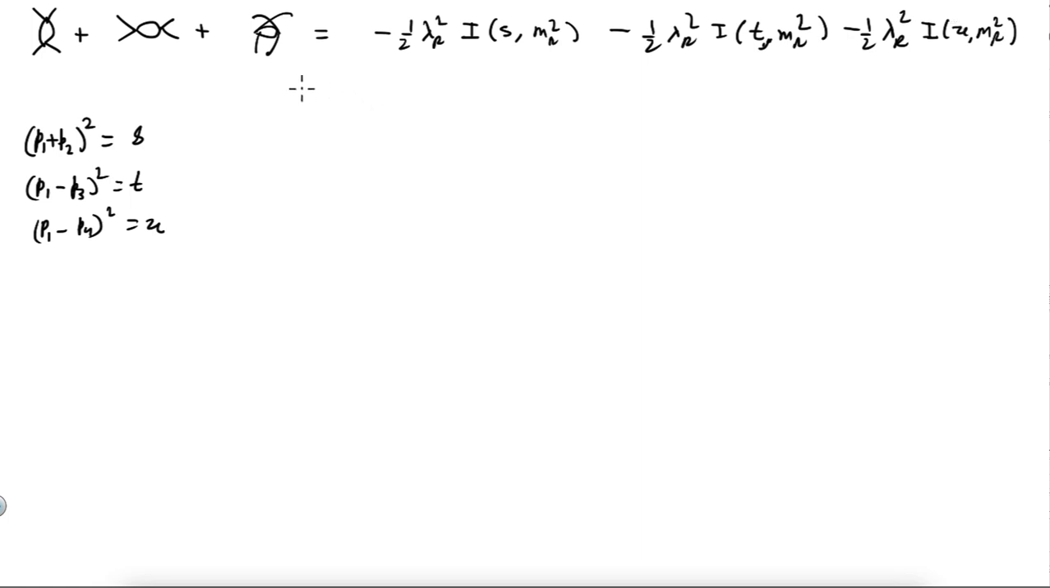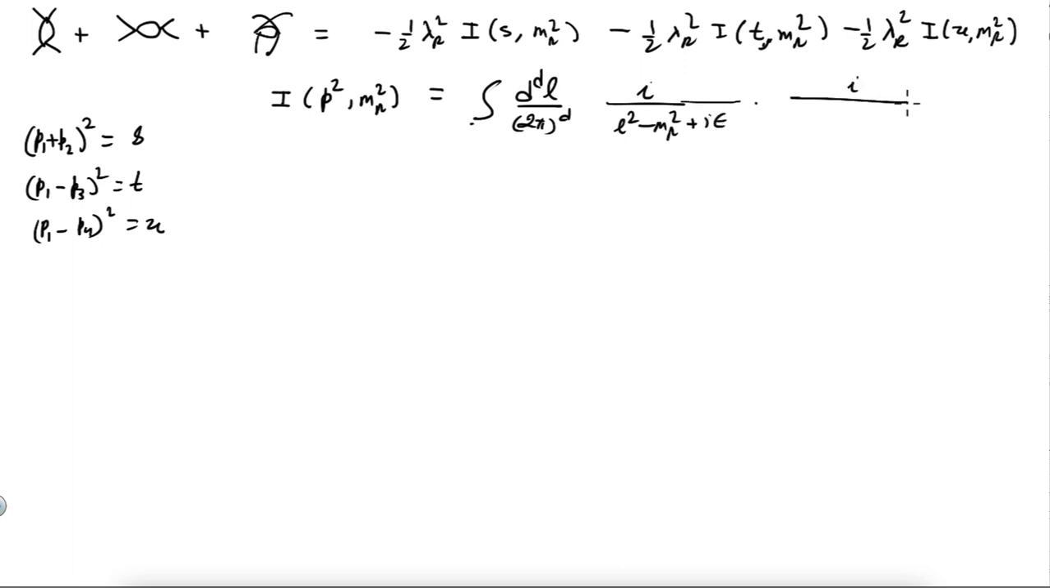So let me evaluate I of P square MR square. Okay, instead of choosing S, T or U, I'll just write P square, where later I will put P square equal to S and T and U and then add these things. So this is integral d^D L over 2 pi^D. Okay, I'm just writing P now.